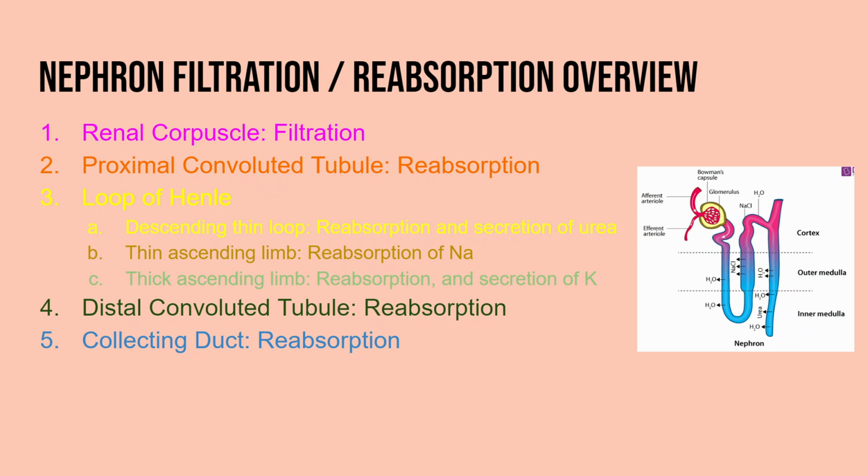This slide outlines what is happening in each part of the nephron. So like we talked about, blood entering Bowman's capsule, or the renal corpuscle, is filtered. So materials come out of the blood and enter the nephron. And then throughout the rest of the nephron is reabsorption. So stuff is coming out of the nephron and re-entering the blood. And in specific regions of the tube, specific things are reabsorbed.